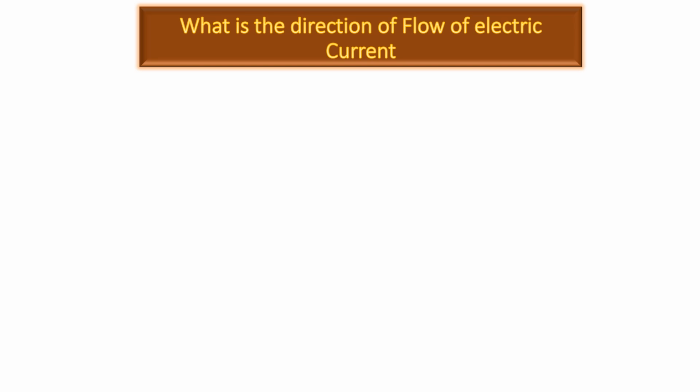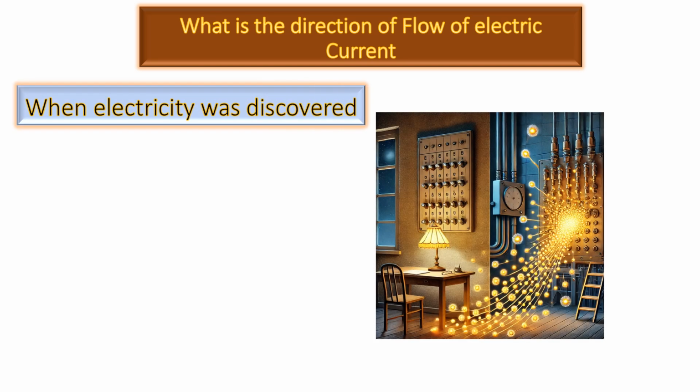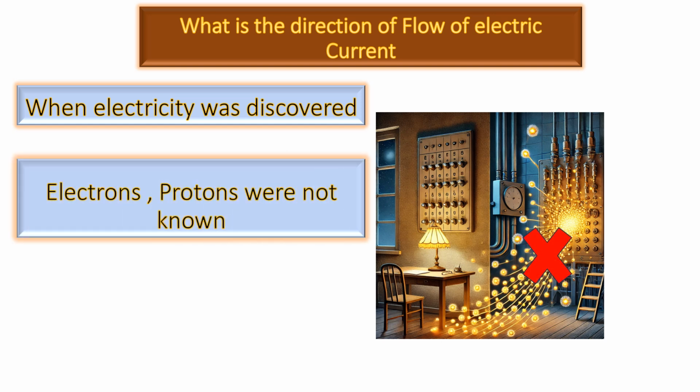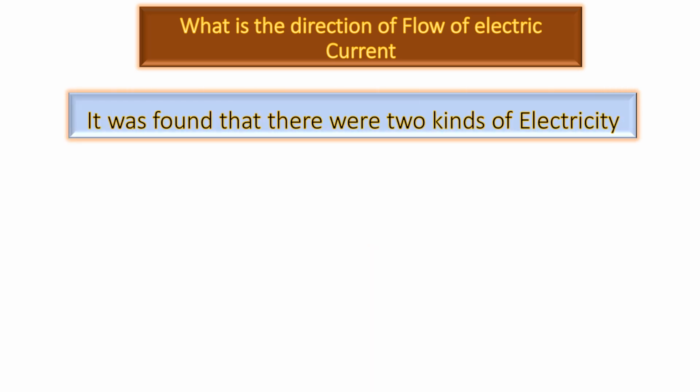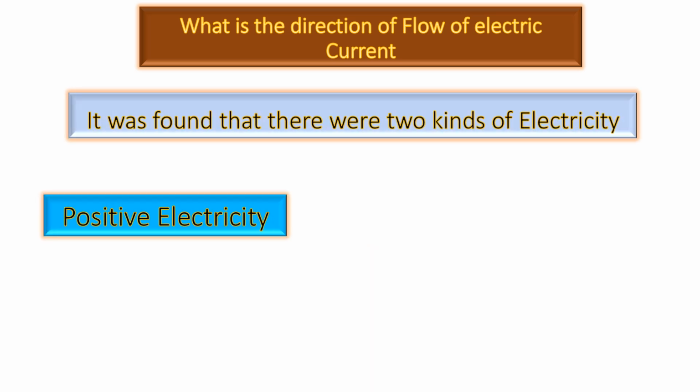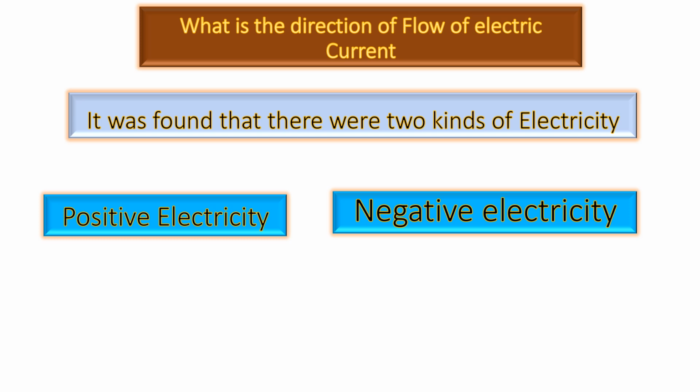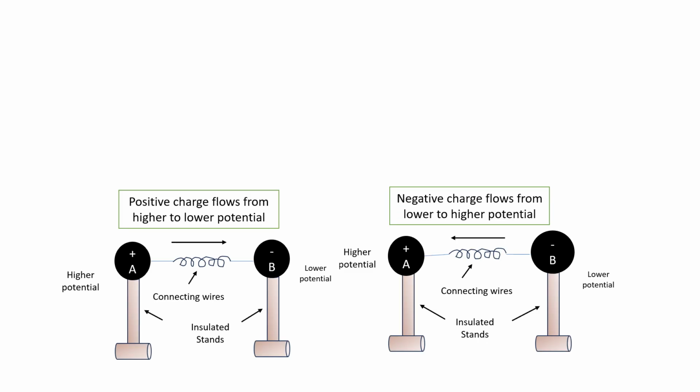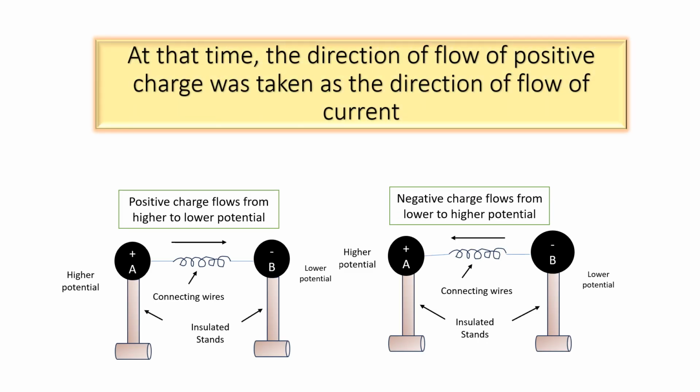Now, let's come to the main question. What is the direction of flow of electric current? Till now, we were talking about charges, but what is the direction of electric current? So actually, when electricity was discovered, when electricity was known to human beings for the first time, at that time, electrons, protons were not known. So it was found that there were only two kinds of electricity, positive electricity and negative electricity. People knew only this much. They did not know about the subatomic particles at that time. So what happened? At that time, the direction of flow of positive charge was taken as the direction of flow of current.